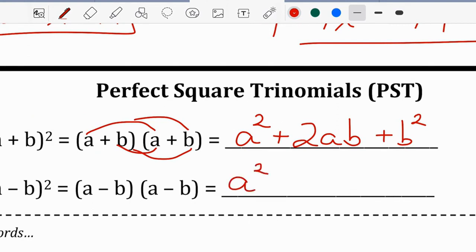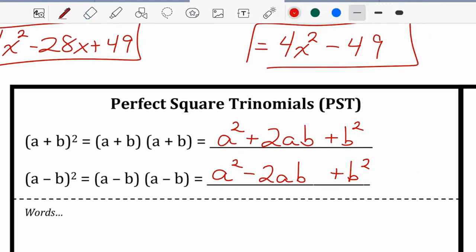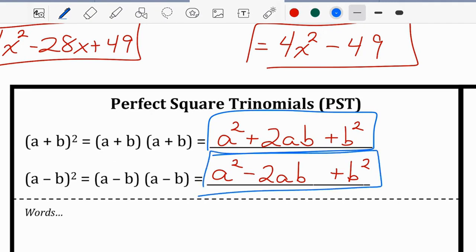Well, it works that way when it's subtraction. In other words, I'm going to get my A squared and my B squared. But this time I'm going to get two negative ABs, so minus 2AB. And we typically call that the term in the middle. So when I have this form, A squared plus 2AB plus B squared, or A squared minus 2AB plus B squared, we call that a perfect square trinomial, sometimes abbreviated PST.